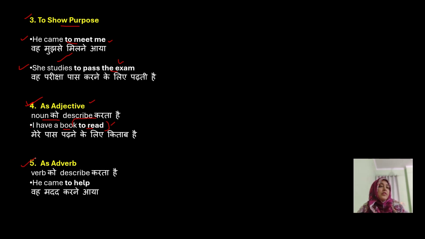Now, what is the fifth function? Acting as an adverb. In an adverb, it describes a verb. How does it act as an adverb? In the sentence, it describes the verb. You can see in the example, he came to help. Why did he come? To help. So it is acting as an adverb.